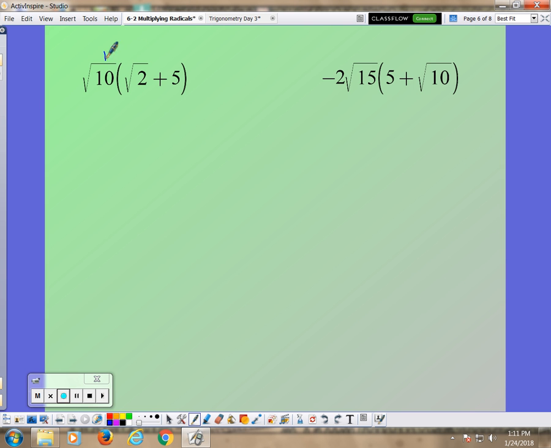I have the square root of 10 times the square root of 2 for the square root of 20. I have the square root of 10 times a 5. Now this 5, once again, is like those coefficients. He can't go inside the radical. So he's going to be placed on the outside, because that basically says 5 times the square root of 10. And that's how you would write that.